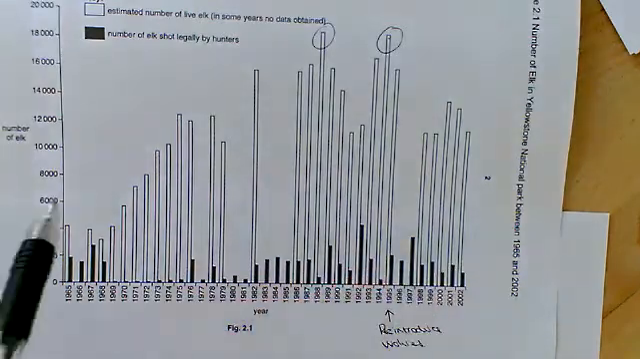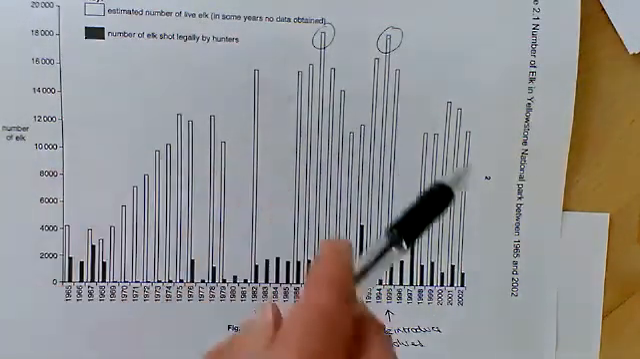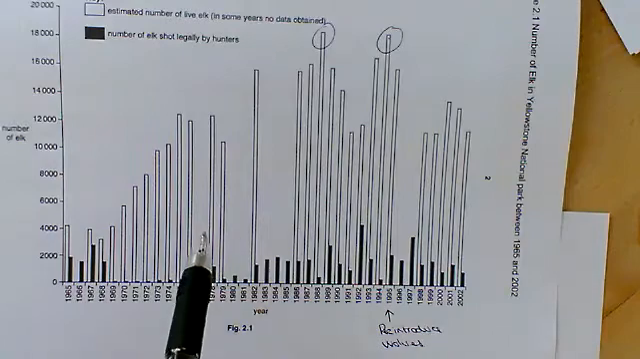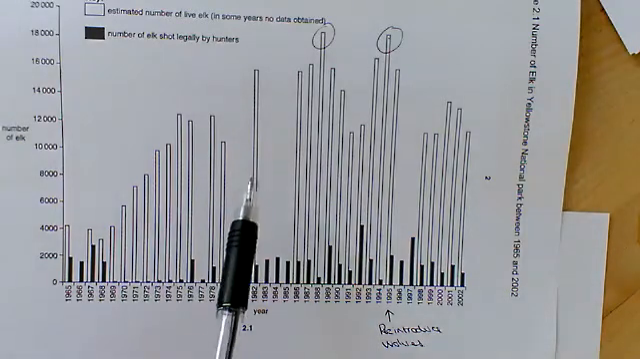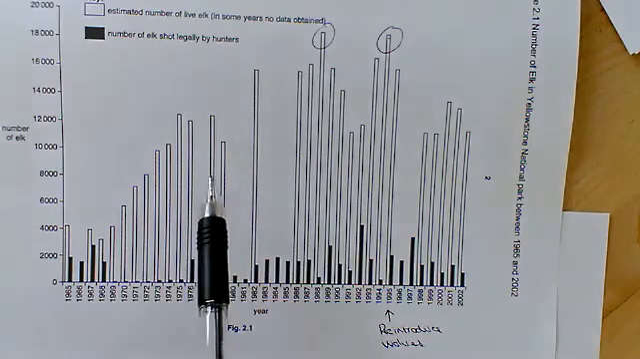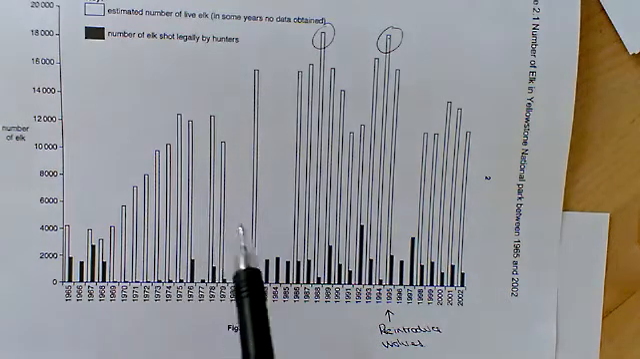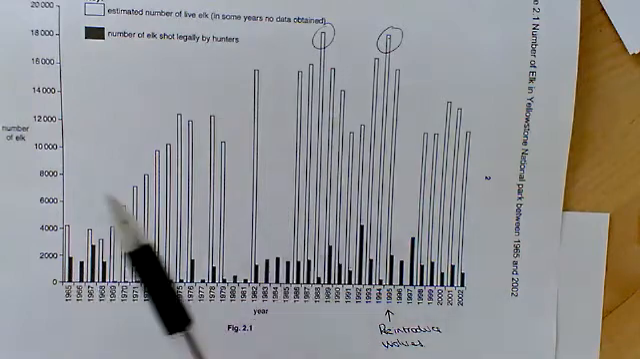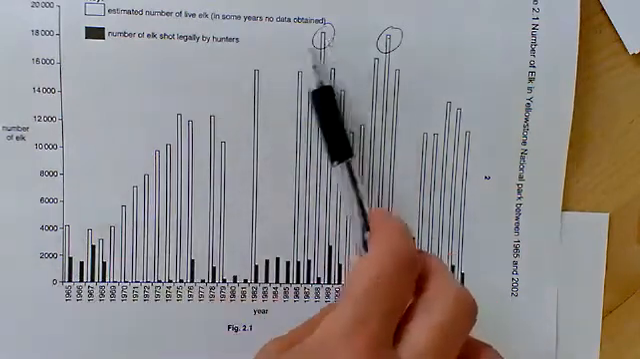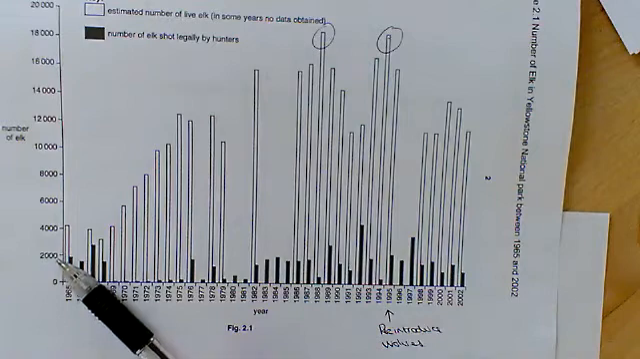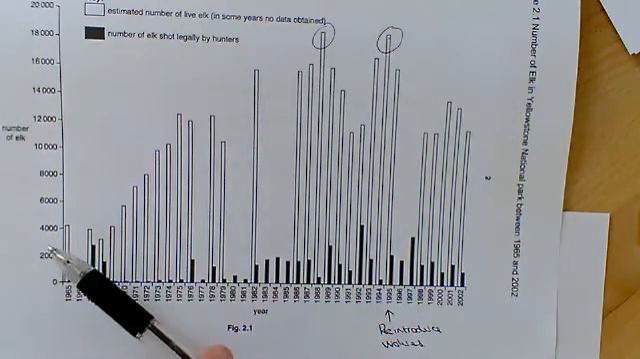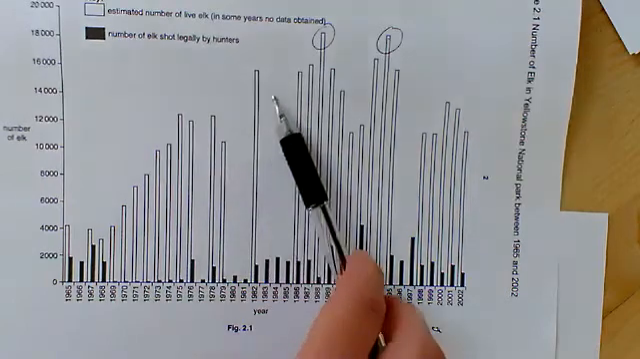So the first thing I would always talk about in this type of situation is that the population size of the elk is going to be determined by a number of limiting factors. So what you need to have a look at is what's happening to the population size before 1995. And what we can see is that the population size is increasing before 1995.